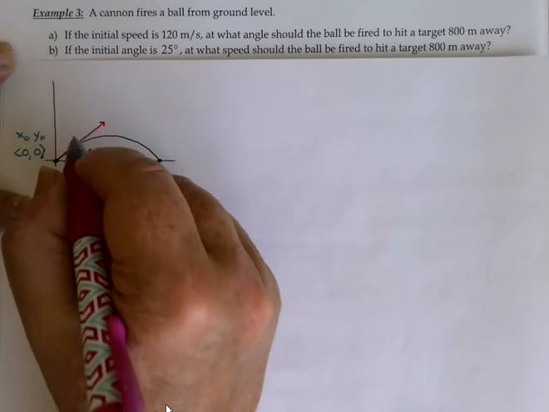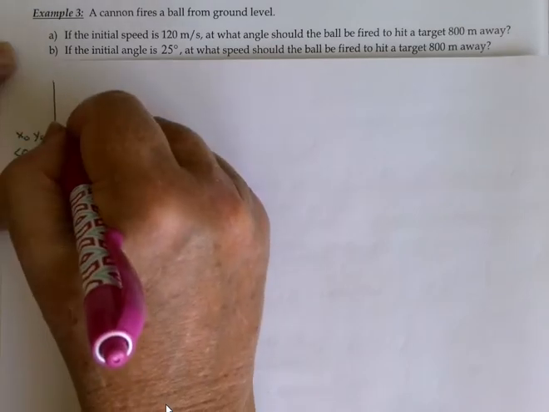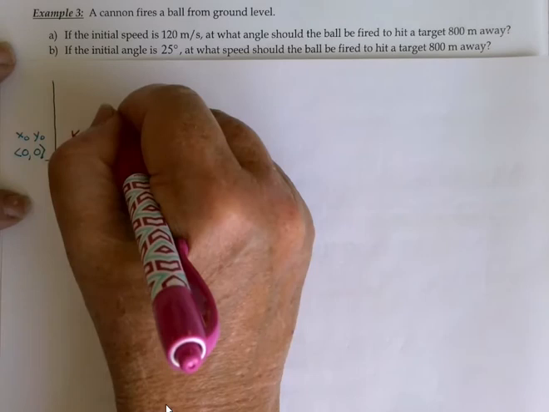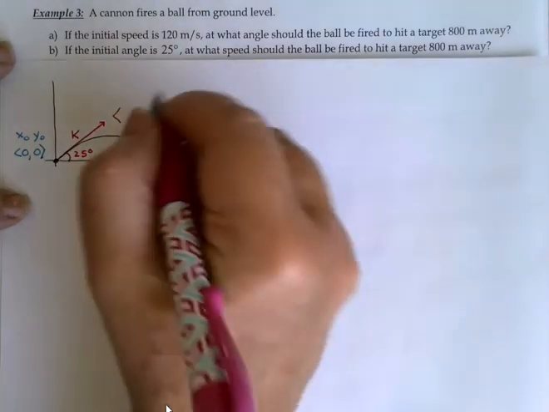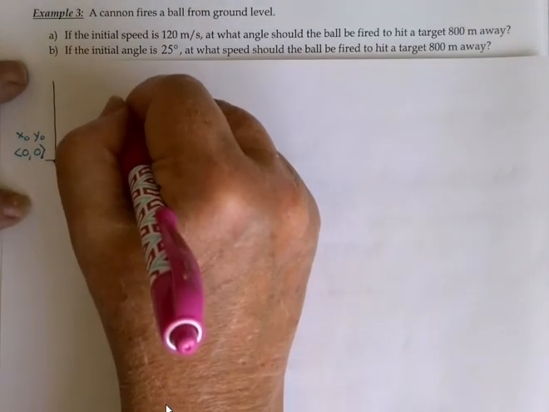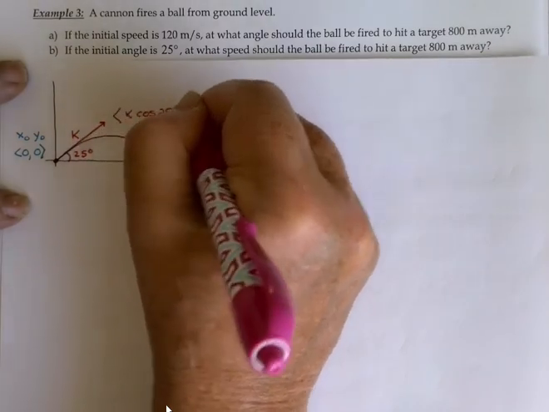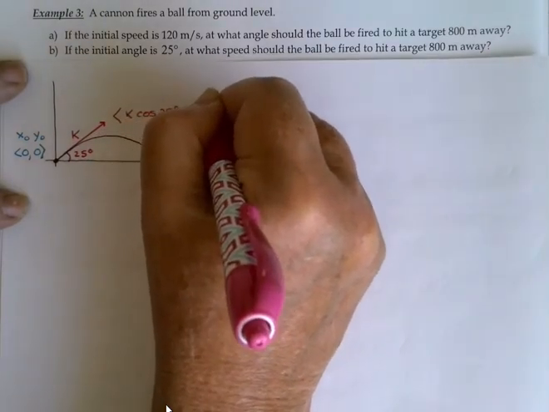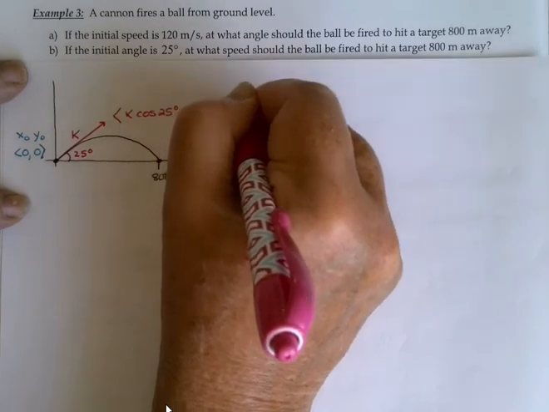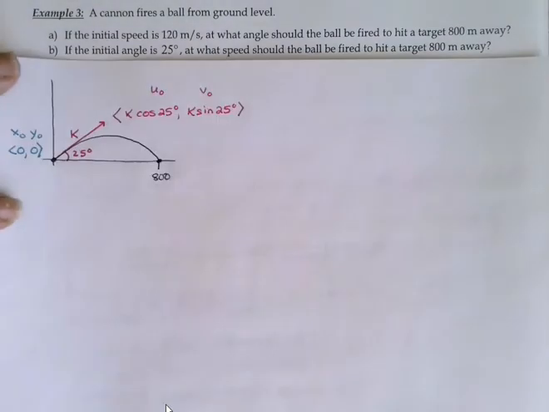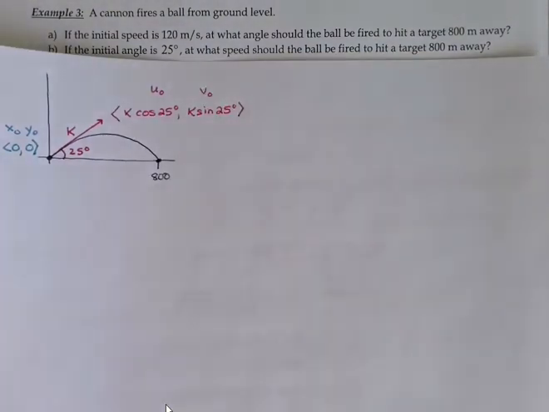So let's say that's just a constant speed k. I don't like s as a variable. I always end up thinking it's a 5. So I'm going to call it k for the speed, or the magnitude of that velocity vector. And that means that my initial velocity is k cosine 25 degrees, k sine 25 degrees, which is our u naught and v naught when we substitute in.